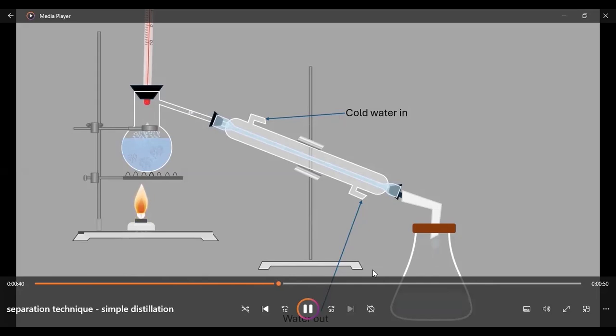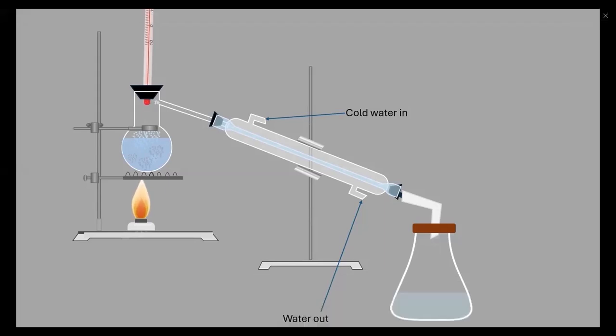Now let's look at fractional distillation. Like I said, the difference between the two is that simple distillation is used for separating liquids whose boiling points are far apart, while if the boiling points are not far apart, we use fractional distillation. The apparatus for fractional distillation has a fractionating column. So let's look at fractional distillation.